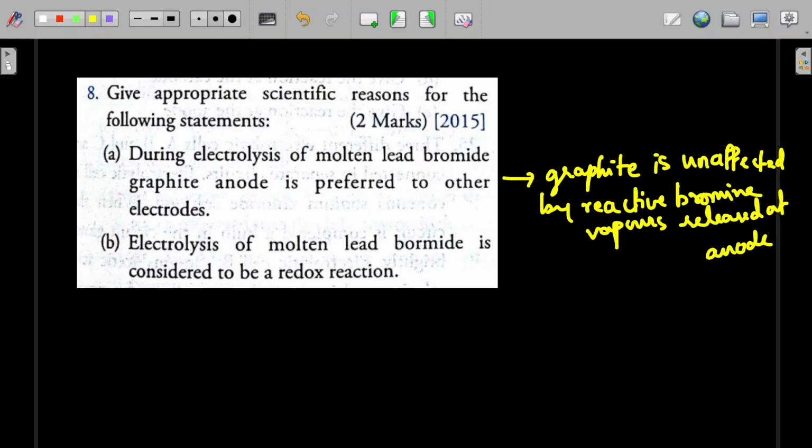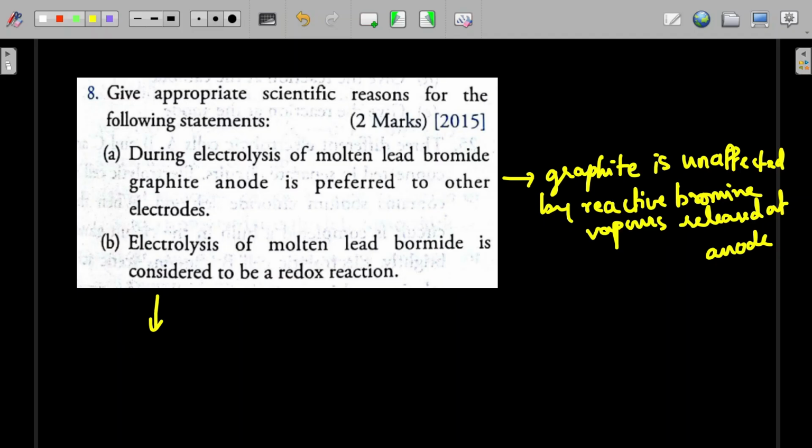Electrolysis of molten lead bromide is considered to be a redox reaction. Tell me, Dhruva, what is the reason for this? Electrolysis of molten lead bromide is considered to be a redox reaction because at the cathode reduction takes place and at the anode oxidation takes place, therefore it is considered to be a redox reaction.